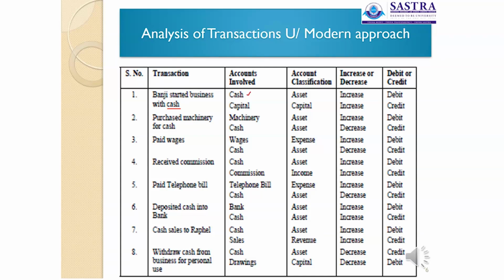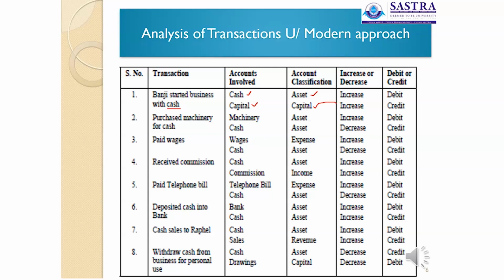On the basis of accounting classification, the cash account relates to assets, and the capital account is the same. If assets increase: since he is starting the business, the cash introduced by Banji automatically increases the assets.